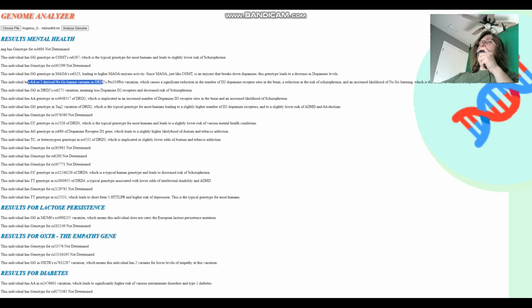You know, probably has like... It's predisposed to stuff like ADHD, but she is protected from stuff like schizophrenia or bipolar just by looking at these genotypes here. She's got GG in TAC1, which is typical genotype for most humans, and leads to slightly higher number of dopamine D2 receptor sites in the brain, compared to the A allele, which is like 40% decrease in dopamine D2 receptor sites in the brain availability.